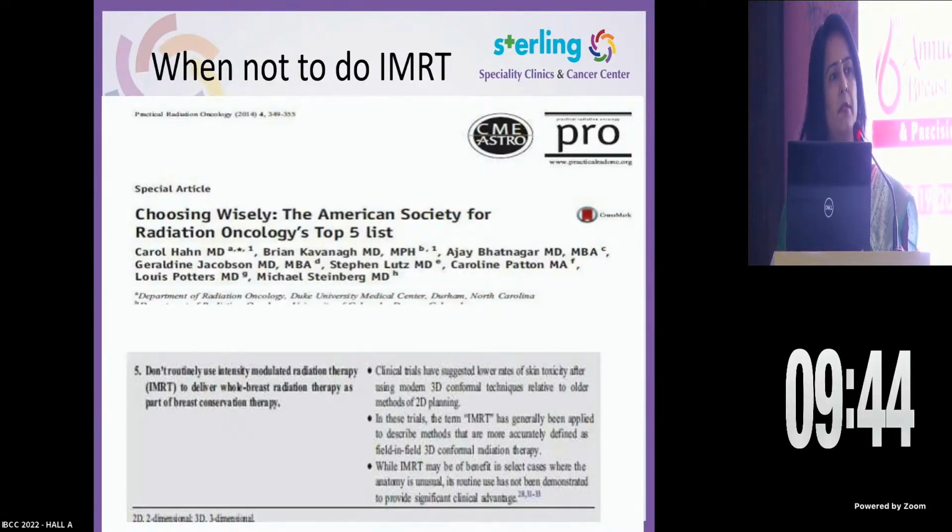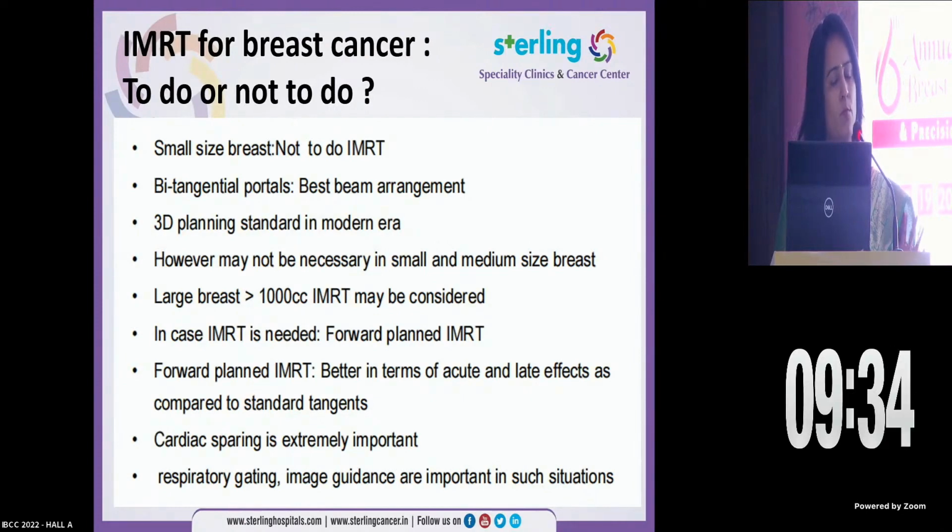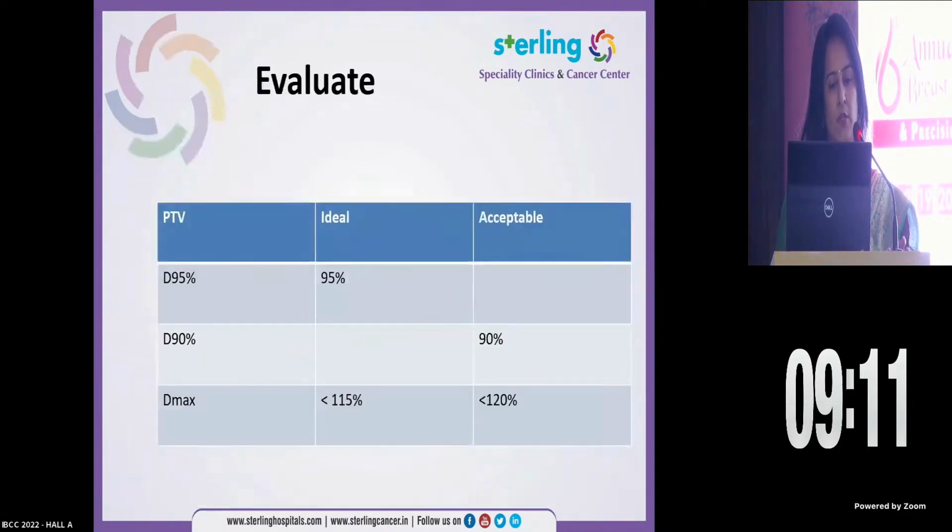And when I keep repeating IMRT, does that mean that every patient is a case for IMRT? There are very crisp and clear guidelines from ASTRO which say, no, it is not. Most of the time, the small size would not need an IMRT. Even a simple 3D CRT would be the best. But mostly in the medium size, and especially in the large breast size with more than 1000 cc, IMRT should be considered. And as I said, whenever it is to be considered, the forward IMRT has to be used rather than the inverse IMRT. Of course, we are in the era where we talk about the critical structures being spared, like cardiac sparing, and there the gating and the image guidance is a must.